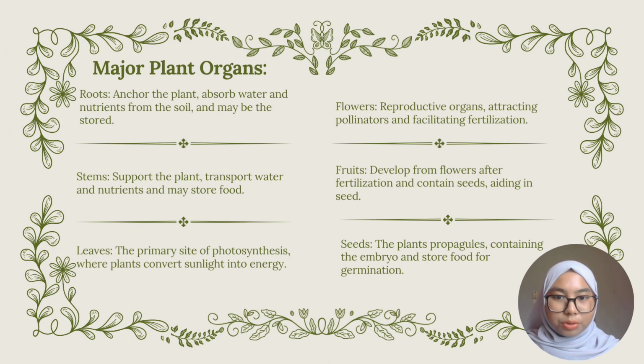The first one is root. Root anchors the plant and absorbs water and nutrients from the soil. Second, stem supports the plant, transports water and nutrients, and may store food. Leaf is the primary site of photosynthesis, where plants convert sunlight into energy. Flowers are reproductive organs. Fruits develop from flowers after fertilization. And lastly, seed, the plant propagule, containing the embryo and storing food for germination.